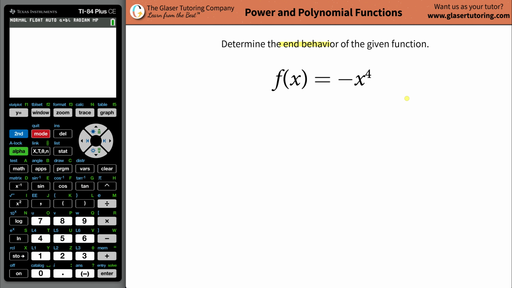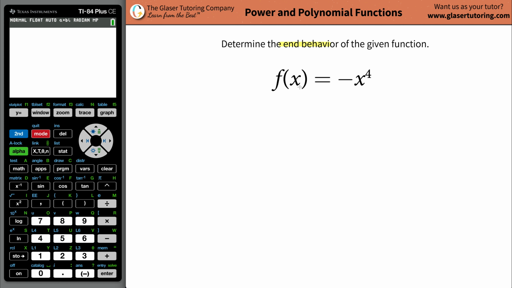Determine the end behavior of the given function. So here we have a function. It tells us that f of x, remember you can think of that as y, will equal negative x raised to the fourth.